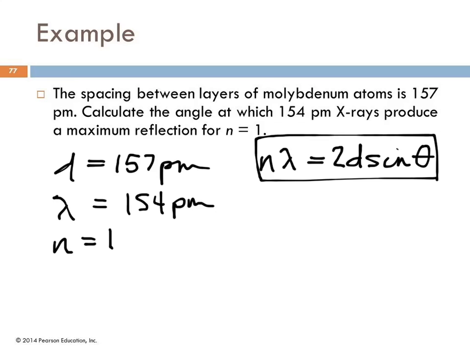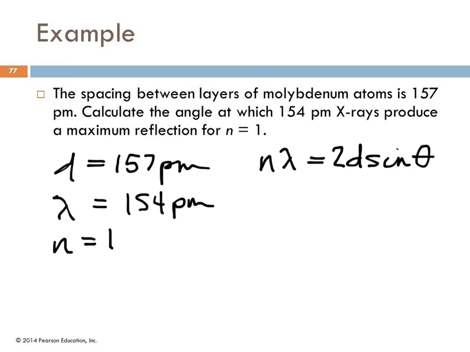So we're asked to find the angle. So we need to rearrange this and solve for theta. That's what we're trying to find. We're given n, we're given lambda, and we're given d. We need to find theta. So remember that sine is a function of the angle, and you can't divide by a function. Okay? So let's first separate sine of theta.